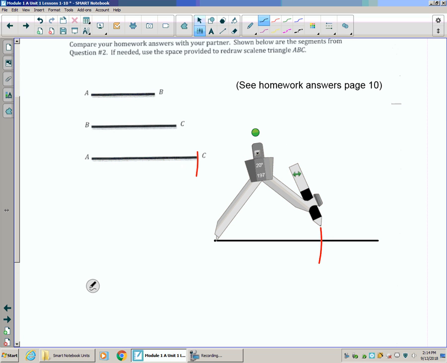And because point A is now here on the new triangle, I'll call it A prime, and point C is where that mark is, I'll call that C prime. The rest of this line segment I don't actually need, so I can cross that out.